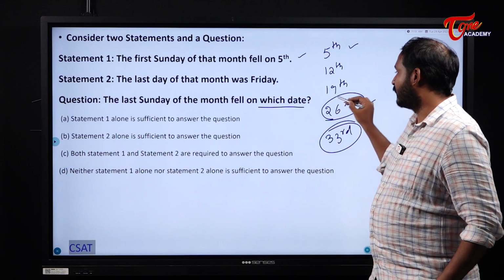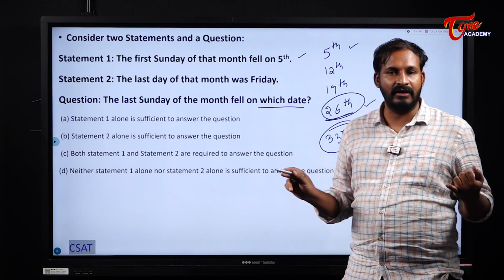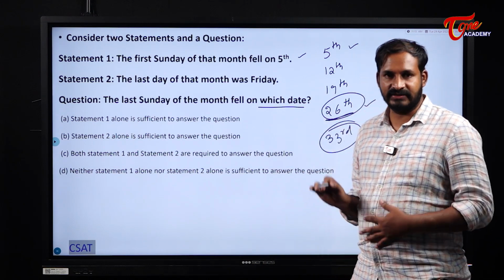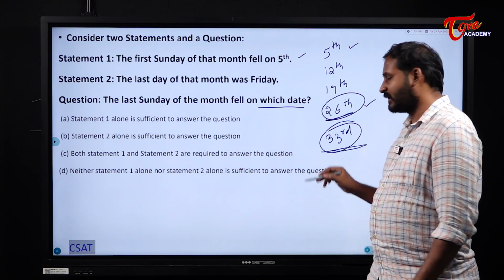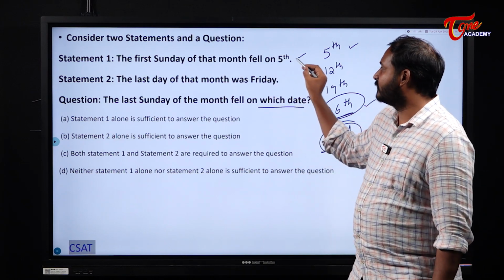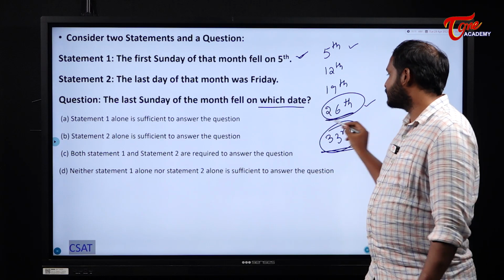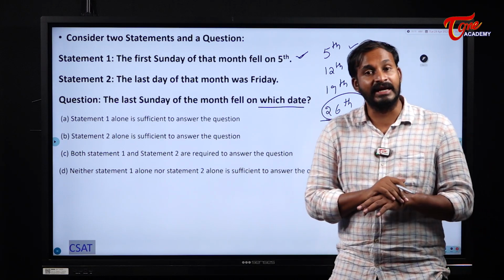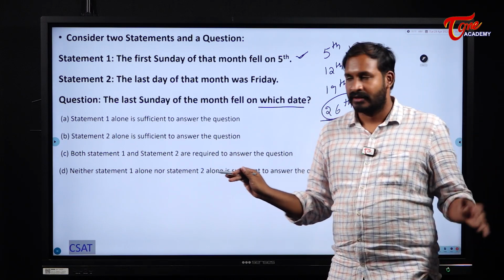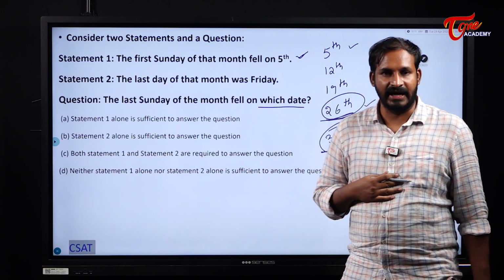On any given month. Why? Because in February we will have 26 days, so 26 is possible. And in any month we will not have 33 days. So if the 5th is the first Sunday, then the last Sunday will be on the 26th, taking any month into consideration. So by using the first statement, I can tell my answer.